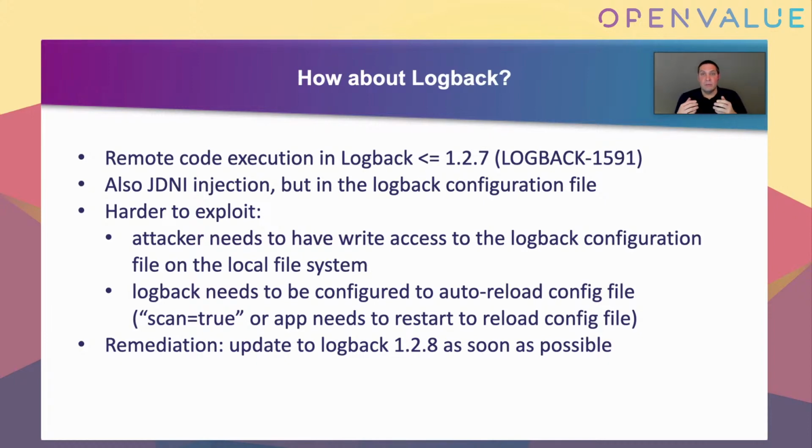The Logback configuration file also allows JNDI lookups, but this vulnerability is significantly harder to exploit, because in order to exploit this, the hacker needs to be able to make changes in the Logback configuration file. So the attacker needs write access to the local file system where your application is running. And also, if you can write to the Logback configuration file, then you also need a way as an attacker to have this change picked up.